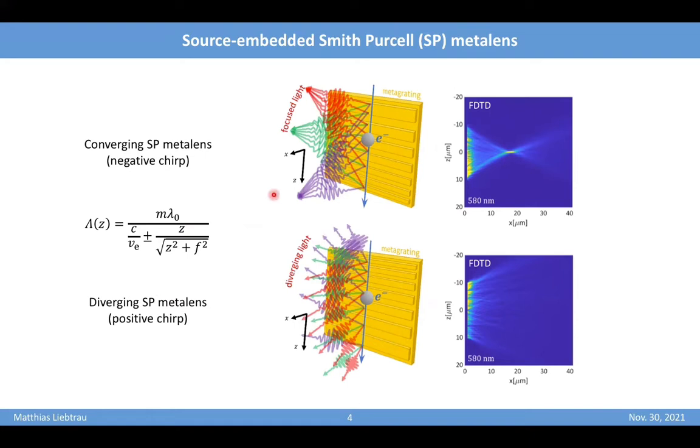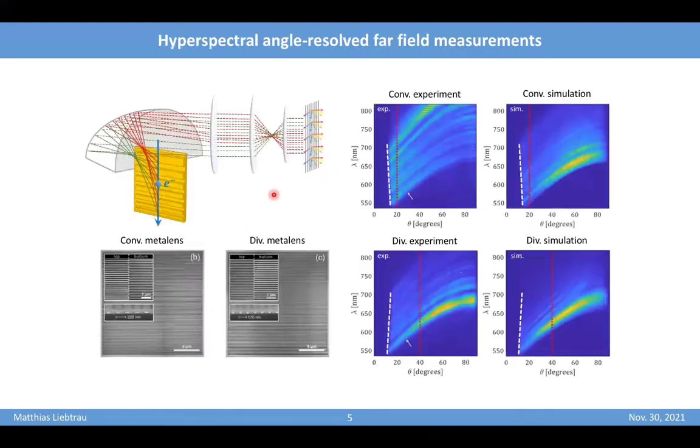All right, now to study actually this lensing effect experimentally, we again went back to our scanning electron microscope. We fabricated a converging and diverging meta lens according to the design recipe I've shown you on the previous slides for, again, the 580 nanometer design wavelength. And our scanning electron microscope is equipped with a parabolic light collection mirror, which features a small hole where the electron beam can pass through.